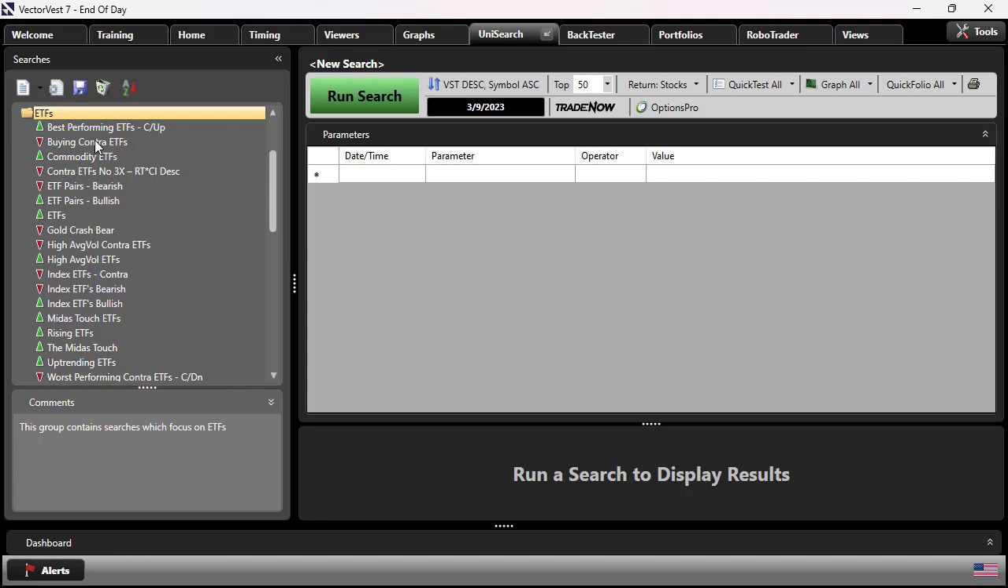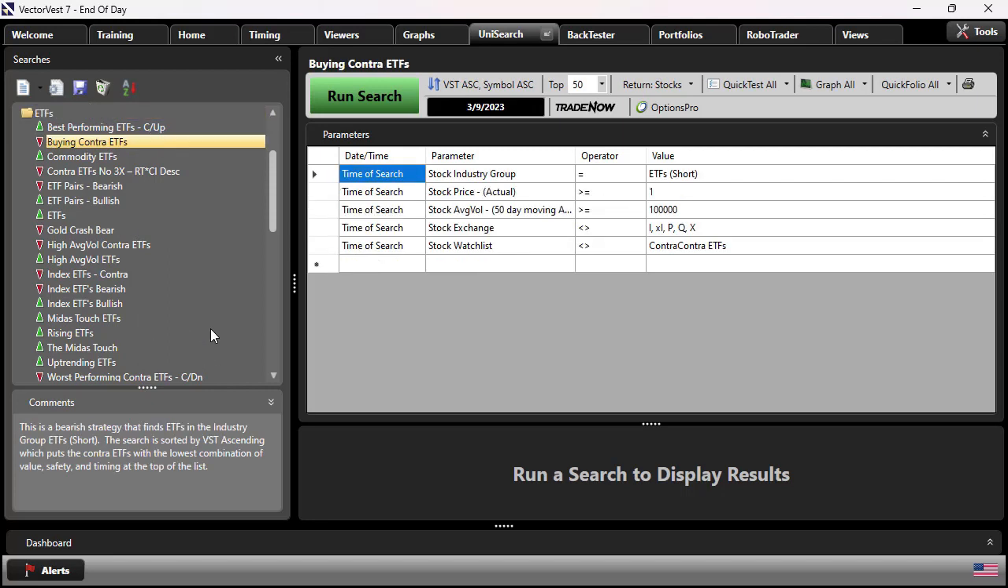No margin is required. So let's take a look at the searches that are preloaded in your program for buying Contra ETFs, starting off with the appropriately named Buying Contra ETFs. It's a bearish strategy that finds ETFs in the industry group ETF short. The search is sorted by VST ascending, which puts the Contra ETFs with the lowest combination of value, safety, and timing at the top of the list, the lowest RT scores.